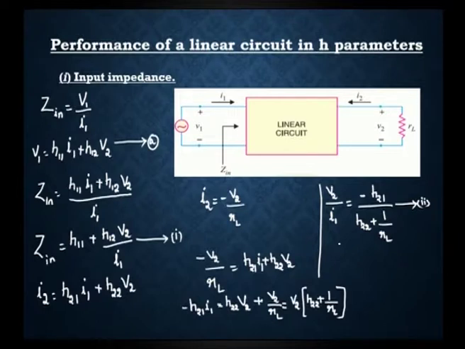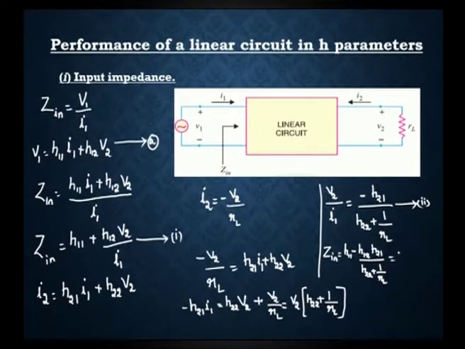So Zin is now equal to H11 minus H12 into H21, that whole divided by H22 plus 1 divided by RL. This is the expression for a linear circuit. Now we are going to substitute the nomenclature, changing the subscripts to the H parameters for a transistor.